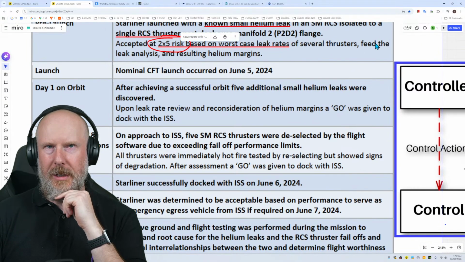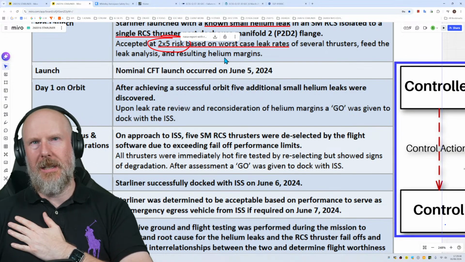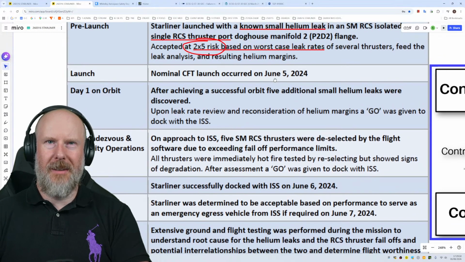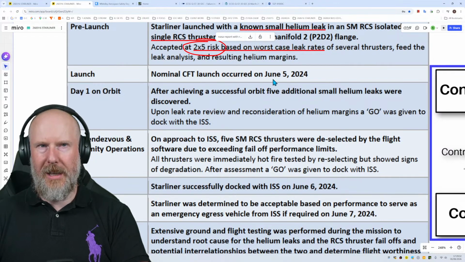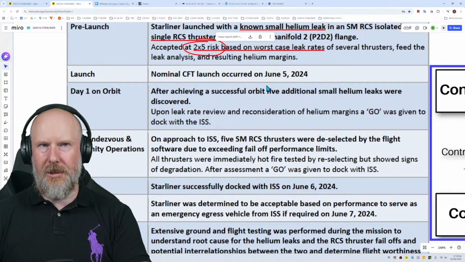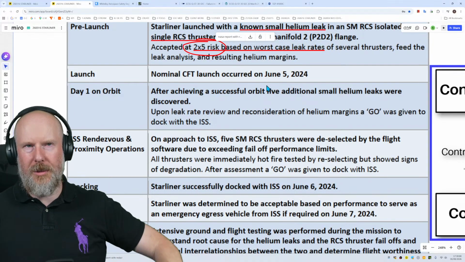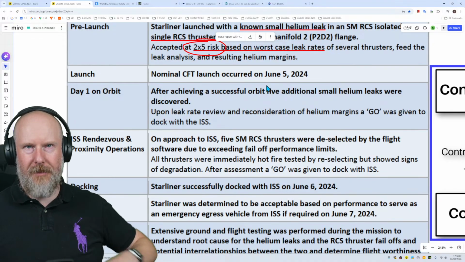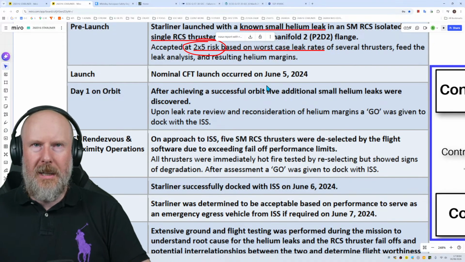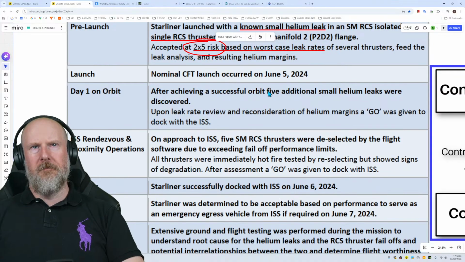So based on worst case leak rates of several thrusters, feed the leak analysis and resulting helium margins. And I think when they say helium margins, that's the available supply of helium on board. So if they have a leak, so long as it's not too bad, they've got plenty of helium to be getting on with. But of course, if it gets to a certain level, then that affects the available helium they have for the rest of the mission.